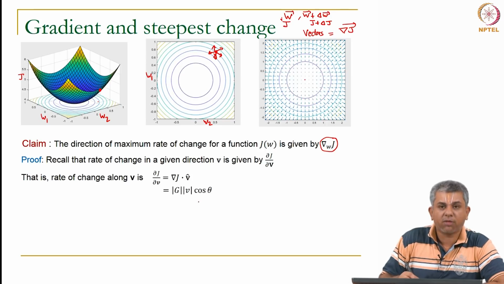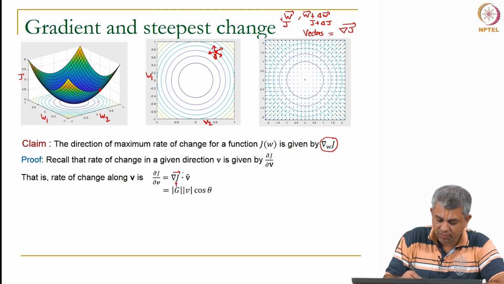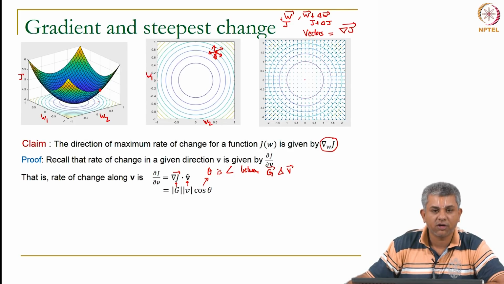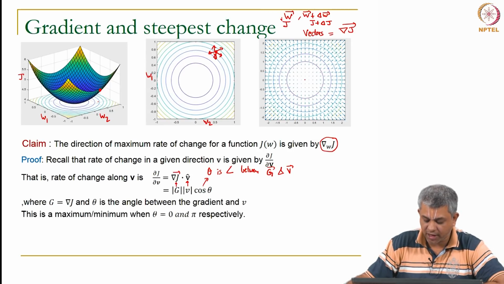Now, since this is a dot product, you can write this as mod of g, where g is nothing but grad j vector, multiplied by the norm of v, or absolute value of v, or length of v, multiplied by cosine theta, where theta is the angle between g vector and v vector. This is the simple definition of dot product. So, g is grad j and theta is the angle between the gradient and v.